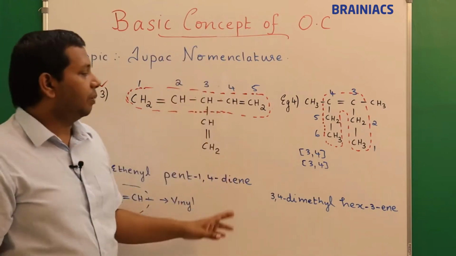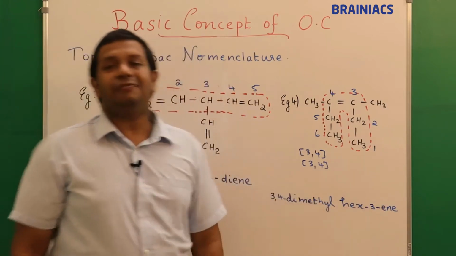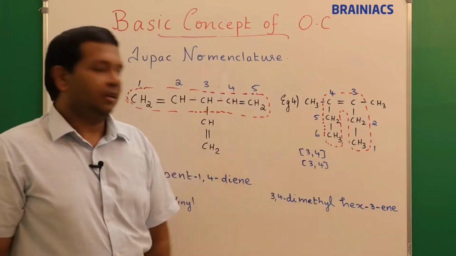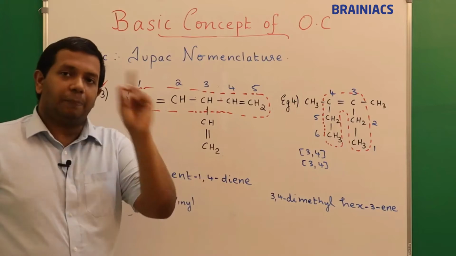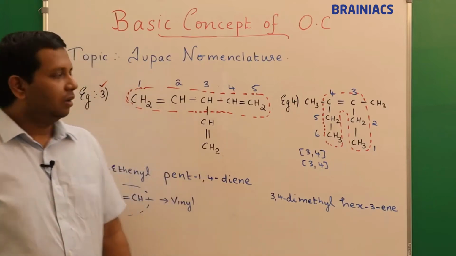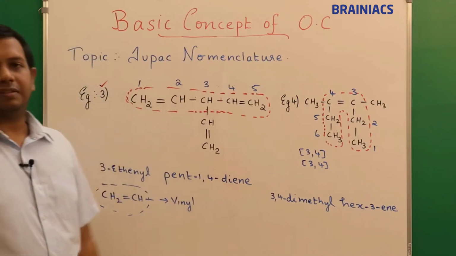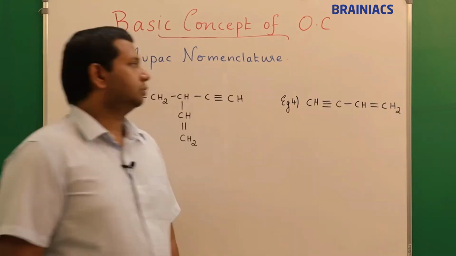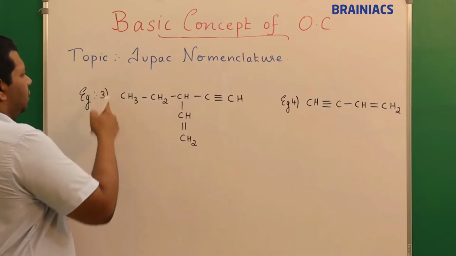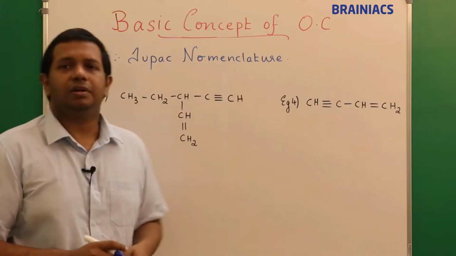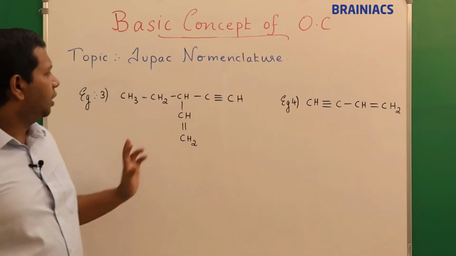Always remember numbers should be separated from the letters by hyphens. And if there are multiple numbers, like 1, 4, you should separate the numbers by commas. Okay, so I hope you understood this example. We will go to the next example. I am not remembering the number, but we'll go to this one.